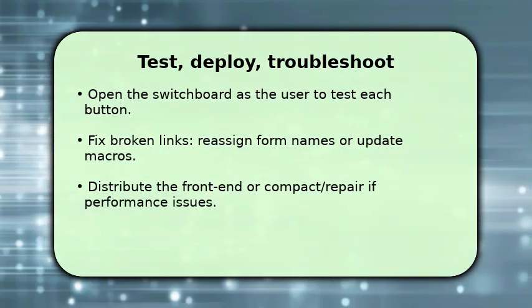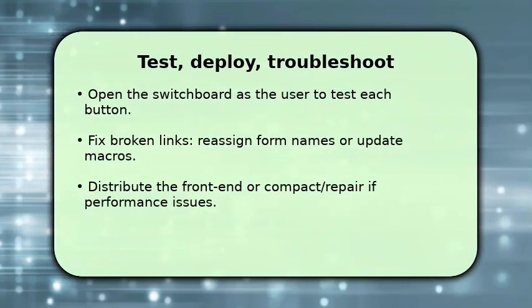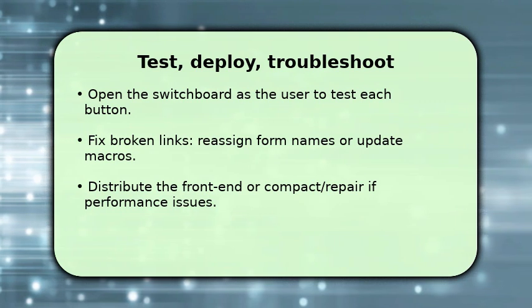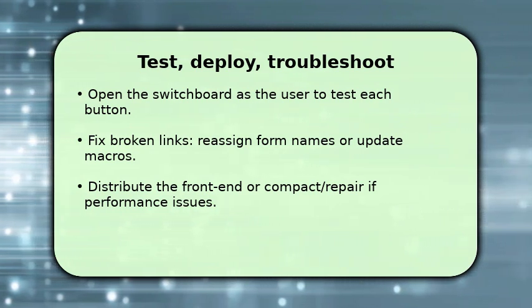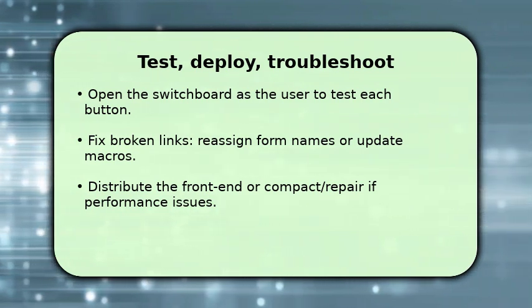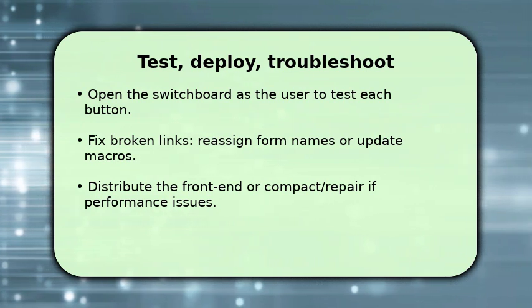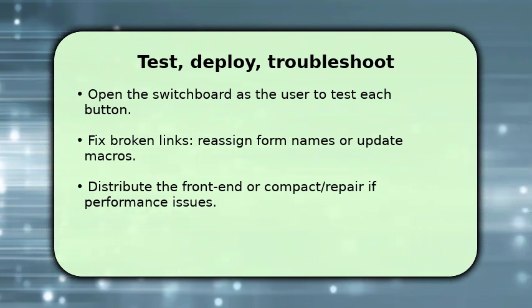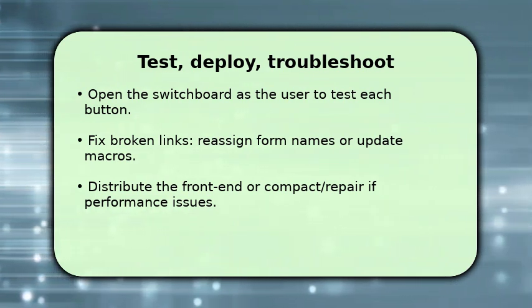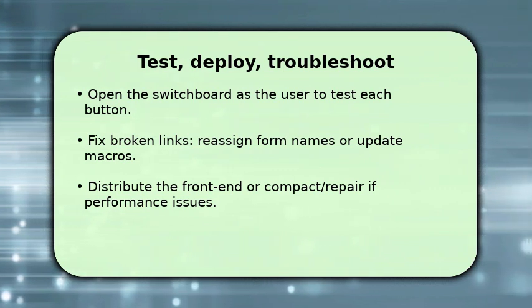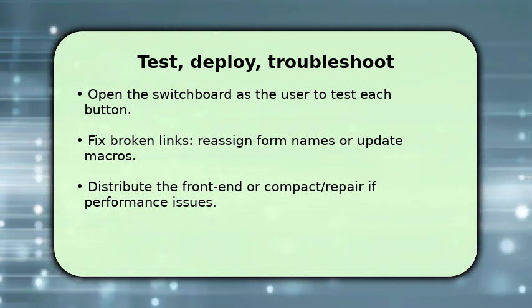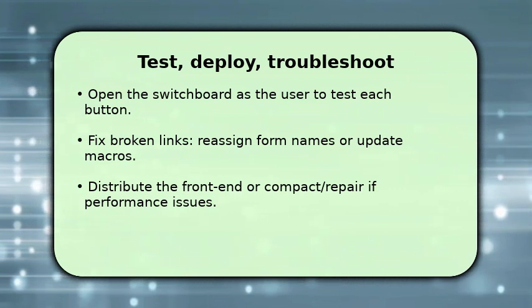You finish by running the Switchboard as a user. Click every button, open each form, and verify macros execute. If a button fails, check the linked form or macro name and relink. Inconsistent object names are the most common cause. Once tests pass, deploy the front end to users or split the database if needed and compact/repair to optimize.